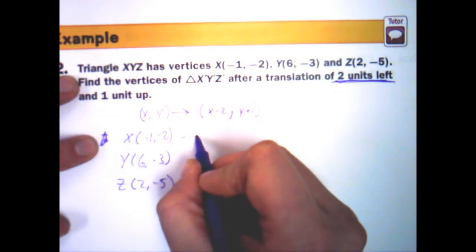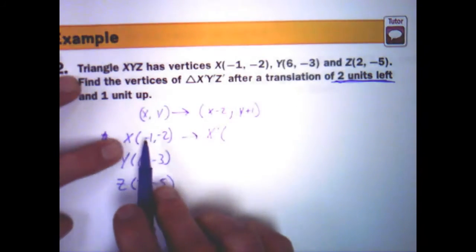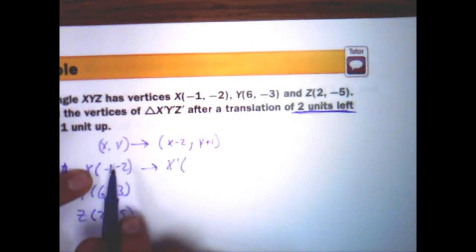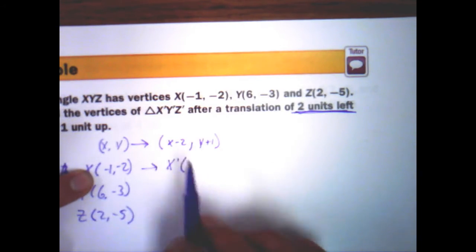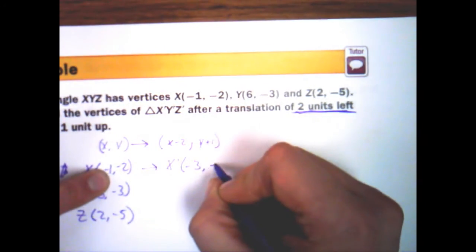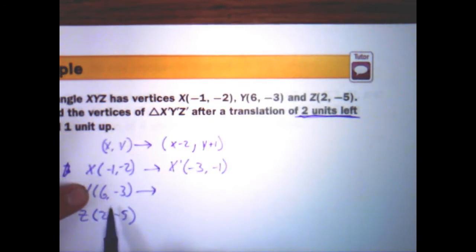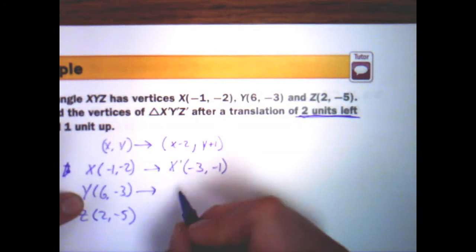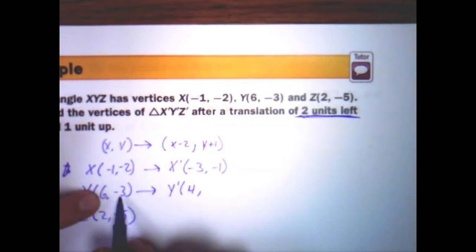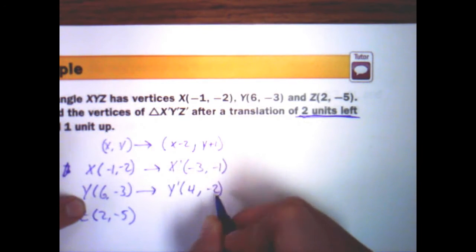So when I do that, I get X prime. Now, I take my x-coordinate here, which is negative 1, and I subtract 2 from it, and I get negative 3. Here I have negative 2, which is my y-coordinate, and I add 1 to it, and I get negative 1. So that's my new point. Y: my x-coordinate is 6. I subtract 2 from it, so my new x-coordinate is 4. My y-coordinate is negative 3. I add 1 to it, so my new y-coordinate is negative 2.